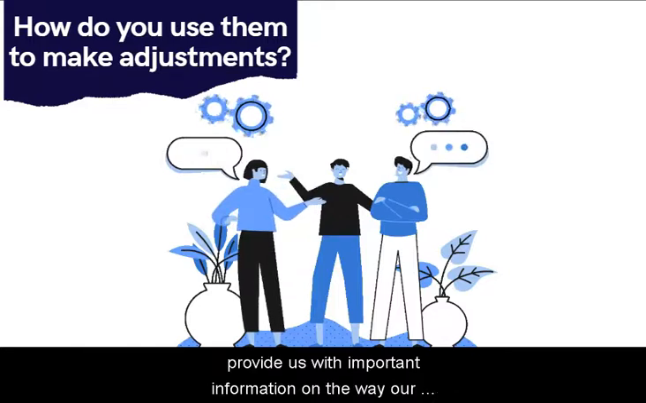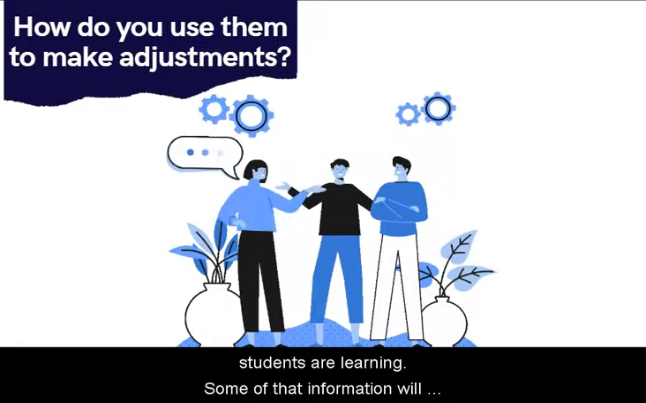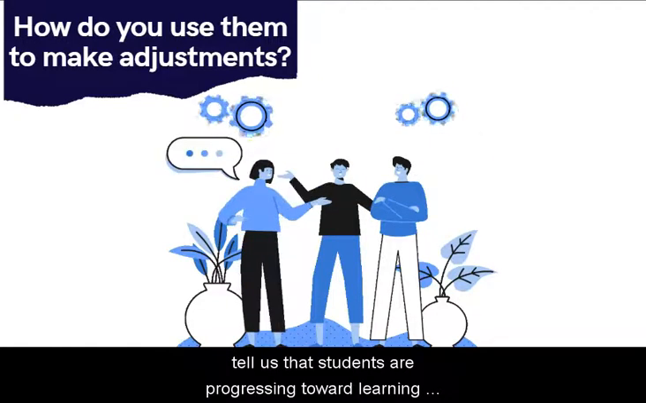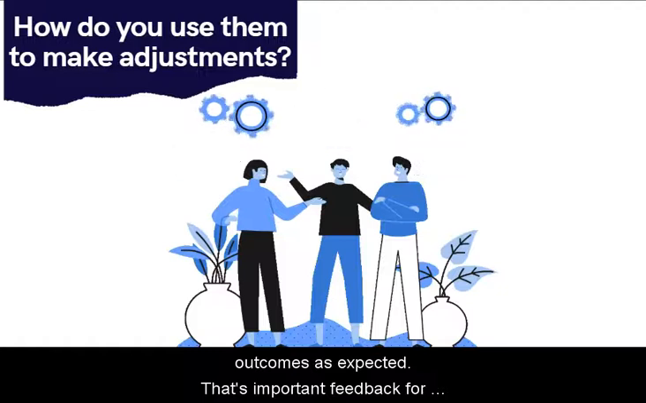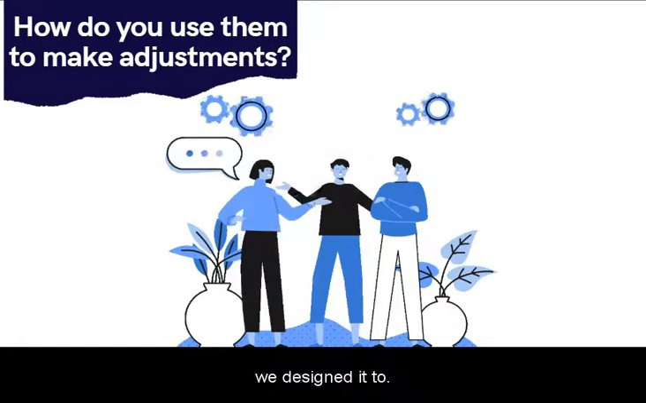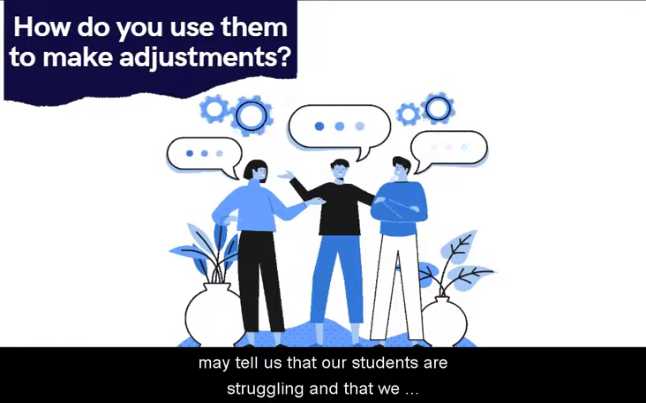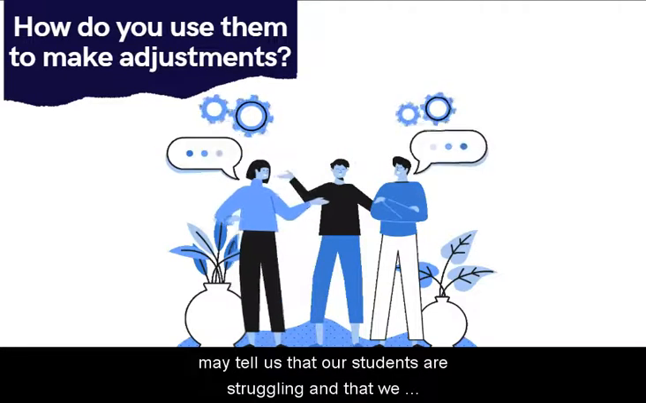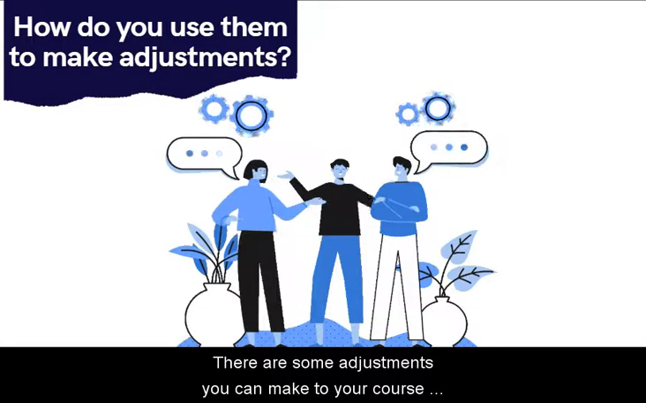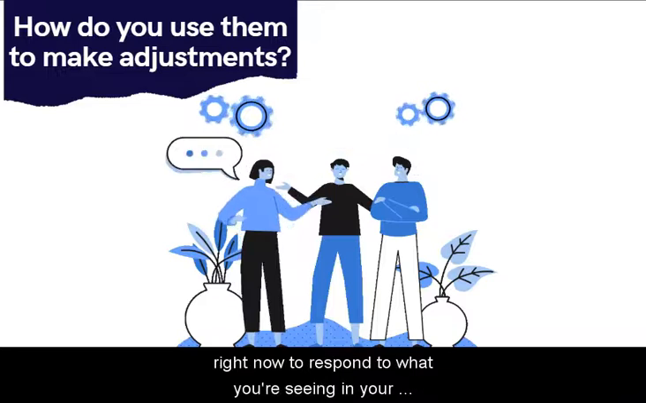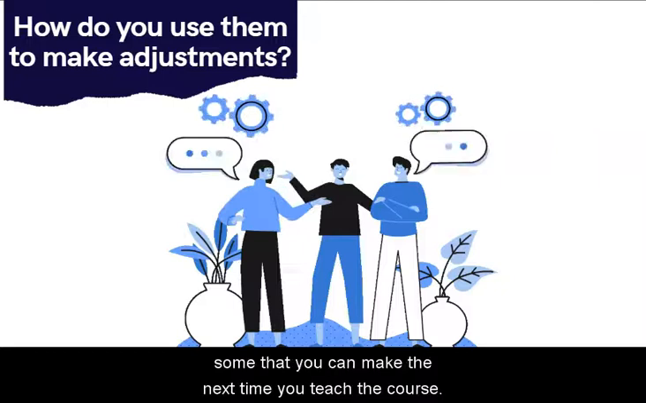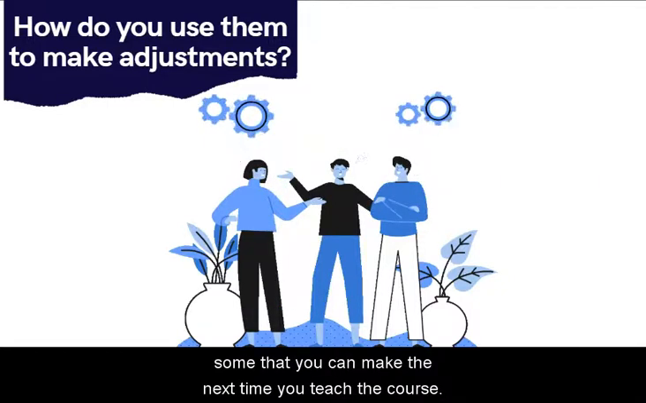Formative assessments provide us with important information on the way our students are learning. Some of that information will tell us that students are progressing towards learning outcomes as expected. That's important feedback for us because it lets us know that our course is working as we designed it to. Some of that feedback, however, may tell us that our students are struggling and that we may need to make adjustments. There are some adjustments you can make to your course right now to respond to what you're seeing in students' formative assessments, and some that you can make the next time you teach the course.